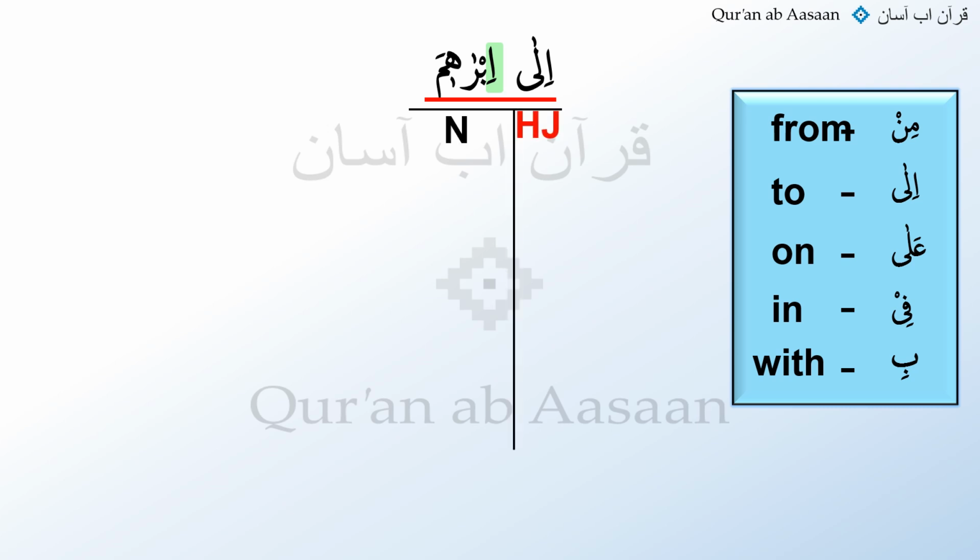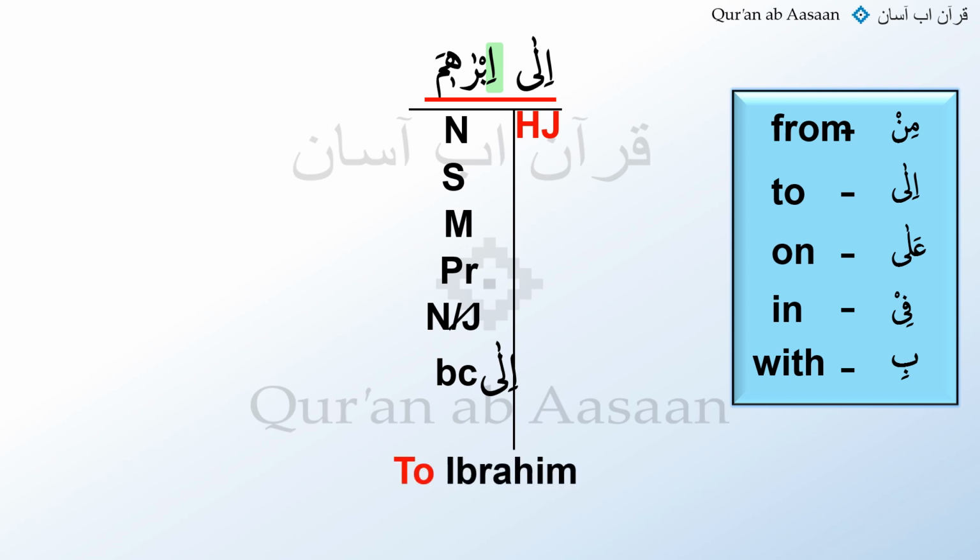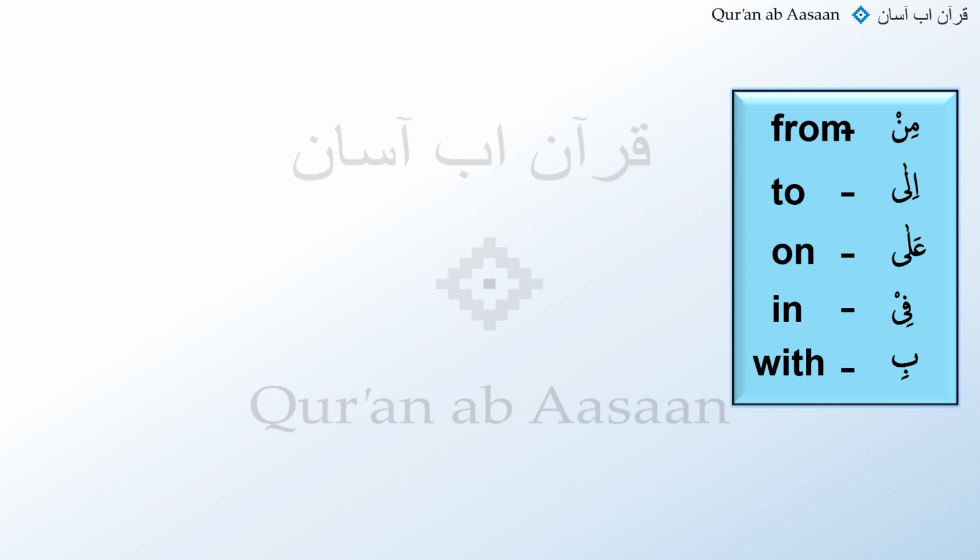Ila harfe jar, Ibrahima, noun, singular, male, proper, and what is the case sign? Nasb and jar. And looking behind it tells us it can only be in jar, so nasb would be crossed off, and the reason is because of ila. Excellent. In the translation, we say the Arabic first, ila Ibrahima, to Ibrahim. Beautiful. All right. The next one.